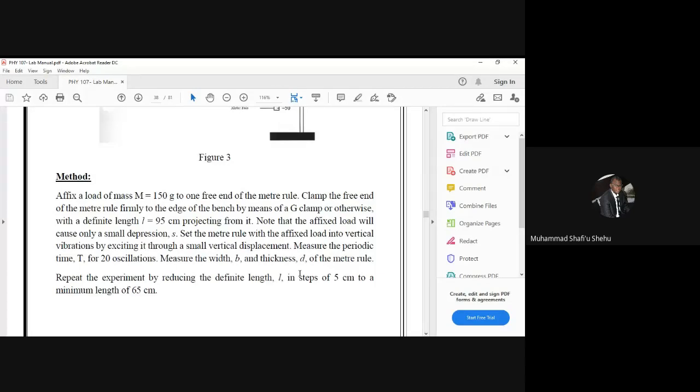And then we're going to need our stopwatch for us to record time. And what next do we need? Make sure that you have everything. Yes, we also need a micrometer screw gauge for us to take the measurement of the thickness and the width of our meter rule. So these are the required apparatus for this experiment. We can now move to our experiment page.